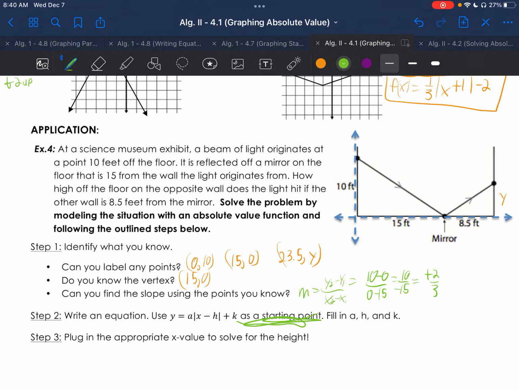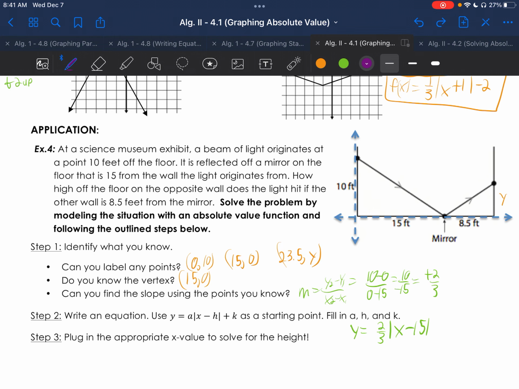So now we can write an equation, and we can make sure our vertex is our starting point. So our equation is going to be y, or f of x, equals 2/3, because that's the slope, and it's not opening down, so it's positive, times the absolute value of x, and then we went 15 to the right for our vertex where our mirror is, so that's minus 15, and we didn't go up or down at all, so we don't need to put anything, so we can put plus 0, but we don't need to. So that's our equation. And now we plug in the appropriate x value to solve for the height.